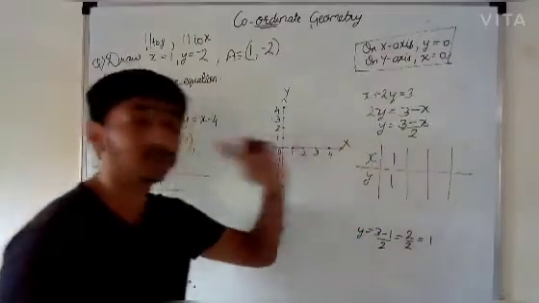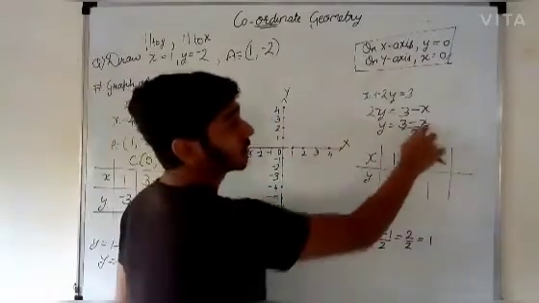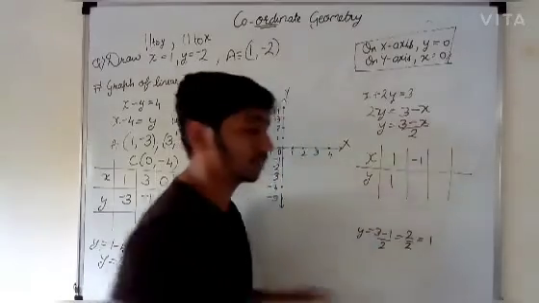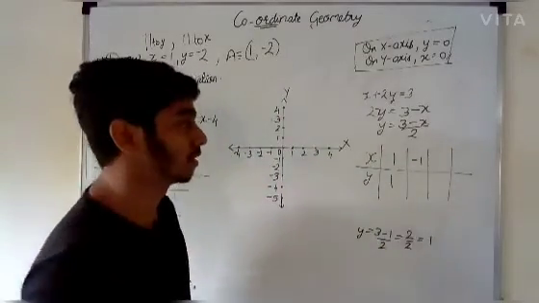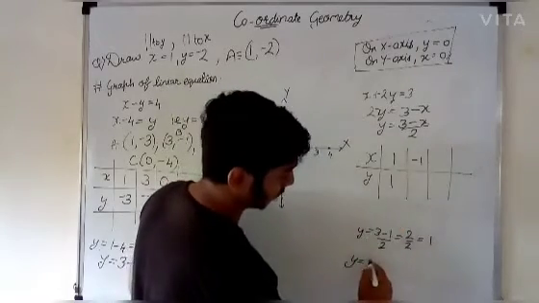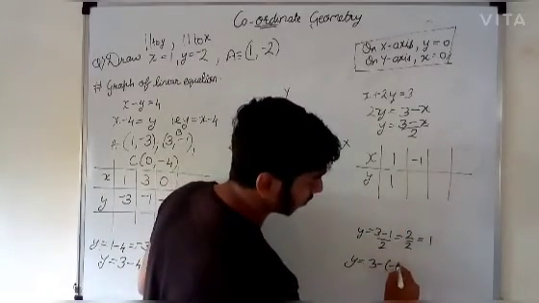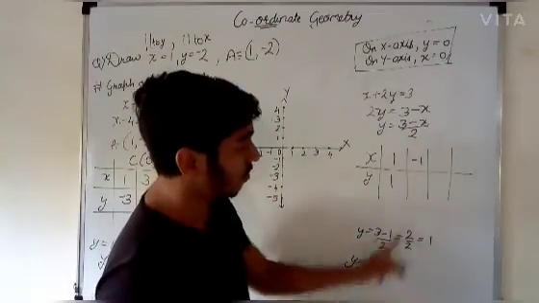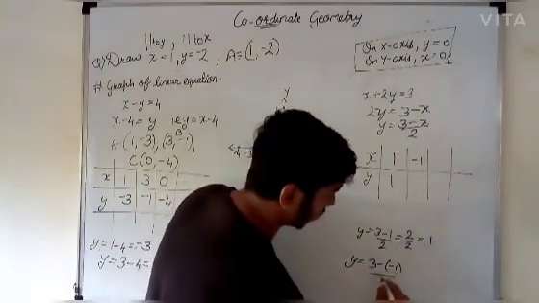So substituting this. Now let's take x as, what do we take? Let's take it as minus 1. Let's take one negative value, since we took a positive one. So y is equal to 3 minus of minus 1, because it's 3 minus x. So (3 minus of minus 1) upon 2.